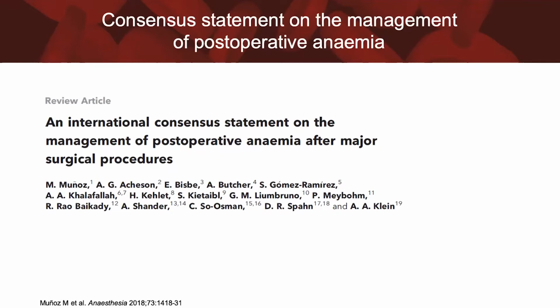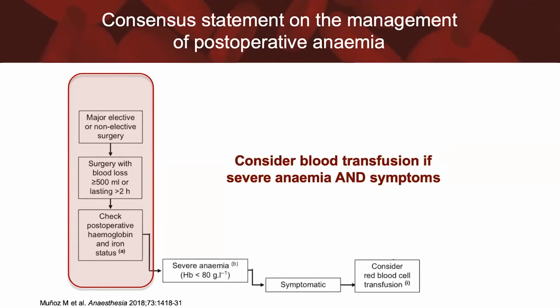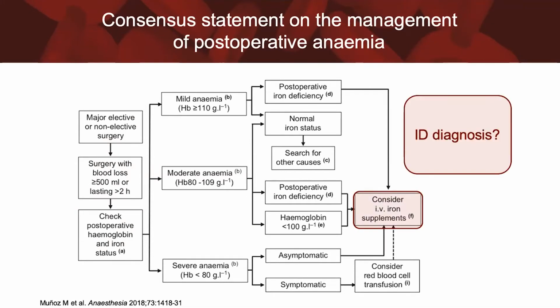Indeed, another international consensus statement deals with this question. And the first point is that in case of important bleeding during surgery, you must check for postoperative anemia. Then if the patient has a severe anemia, which is a hemoglobin below 80 grams per liter, in case of symptoms, one should consider red blood cell transfusion. In absence of symptoms, the postoperative anemia represents a direct loss of iron, and one should consider IV iron treatments.